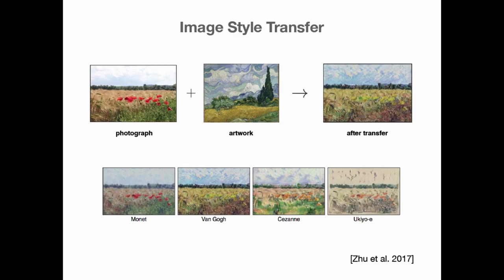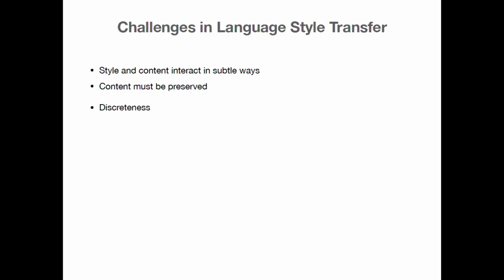Non-parallel style transfer has been extensively studied in computer vision. Given a photograph, transfer it into some artistic style like Monet or Van Gogh. For language style transfer, however, we have different challenges. The first challenge is conceptual. Language style is more subtle than image texture, and we want to ensure content preservation, that the transferred sentence should be semantically equivalent to the source sentence.